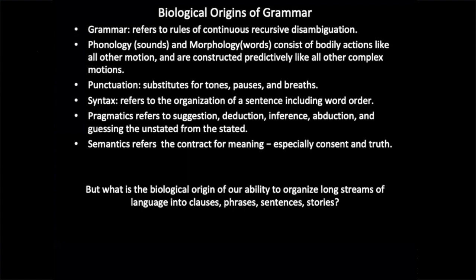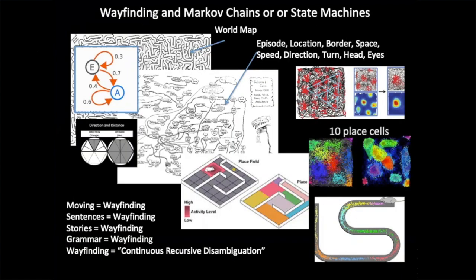But what's the biological origin of our ability to organize these long streams of language into phrases, sentences, and stories? Well, I'll start with this, the upper left-hand corner, this E and the A and the little arrows between them. We call that a Markov chain in math, but it really is just a map. And it says from A, I can only go to E, and or back to A. From E, I can only go back to E or to A. And those are the weights of each of those transitions. Right underneath that is a little diagram of a hexagon. Okay. And it starts out with a little triangle.